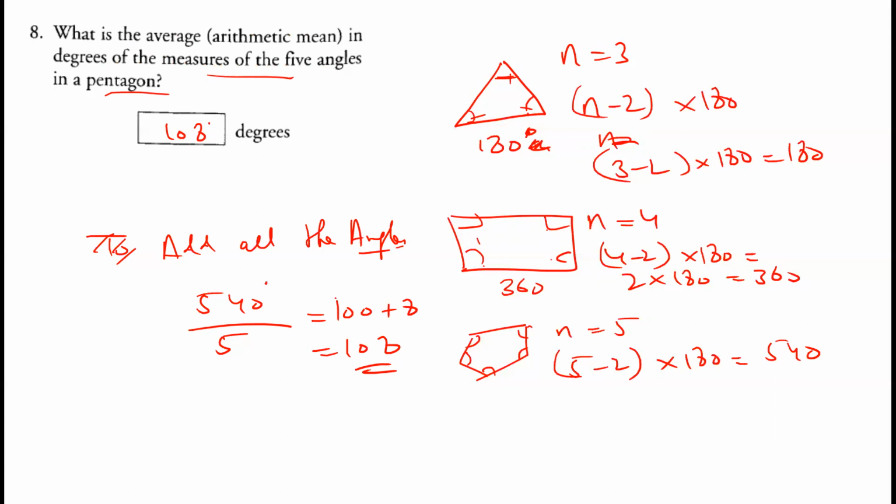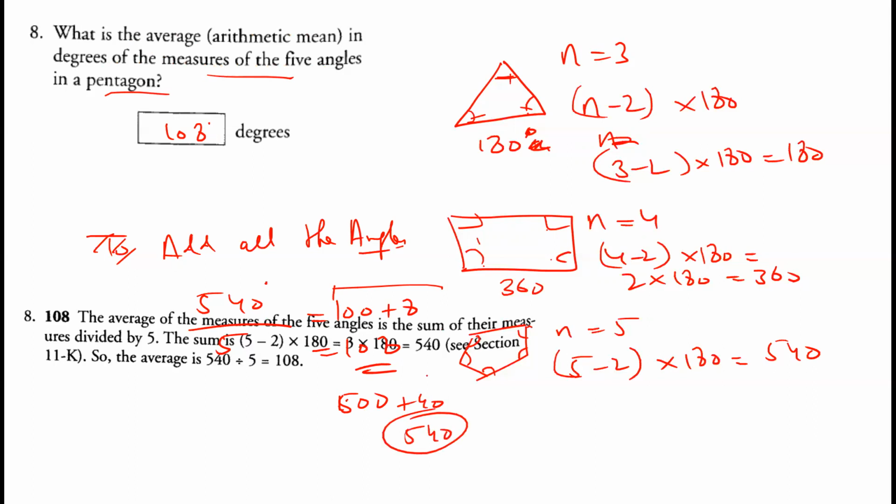And why have I written 100 plus 8? So 5 100s are 500, and 5 8s are 40. So 500 plus 40 is 540.